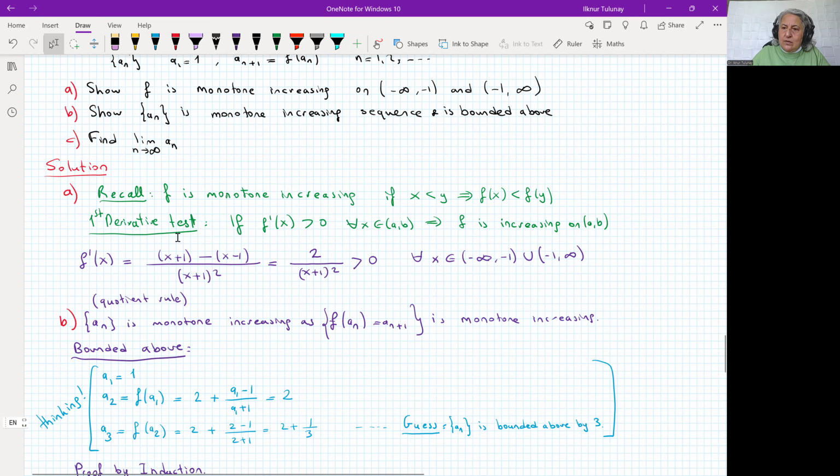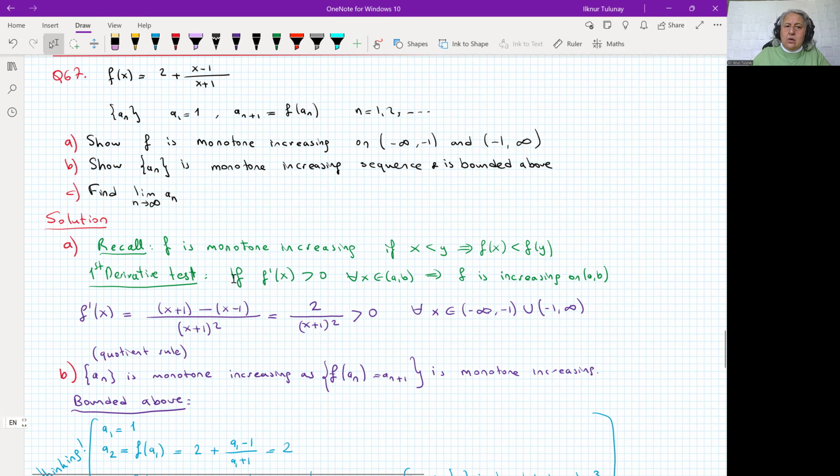Now we can use the first derivative test for the function, and we use the quotient rule to calculate the derivative of this function. The derivative of 2 will be 0 because it's a constant. So the quotient rule says to take the derivative of the numerator, which is 1, times the denominator, x plus 1, minus the derivative of the denominator, which is 1, times the numerator, x minus 1. Then this is divided by the denominator squared.